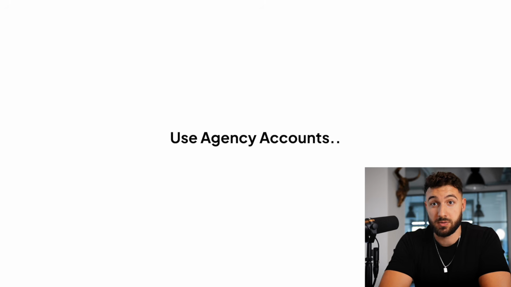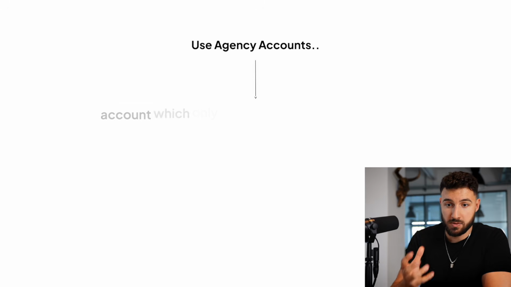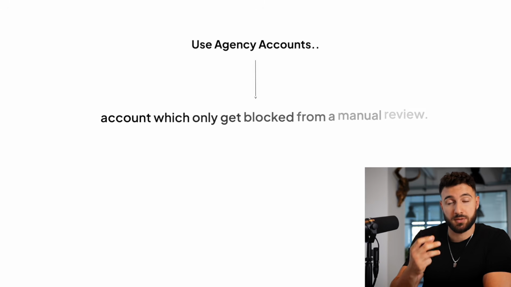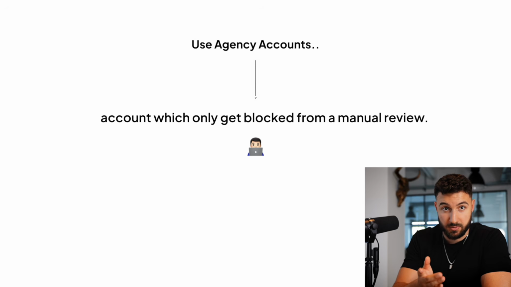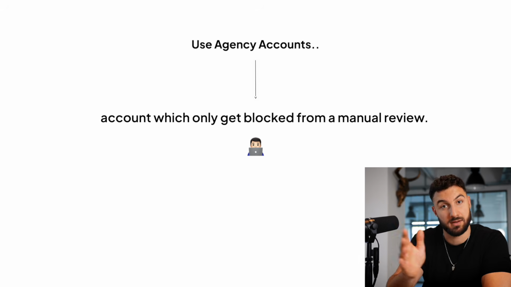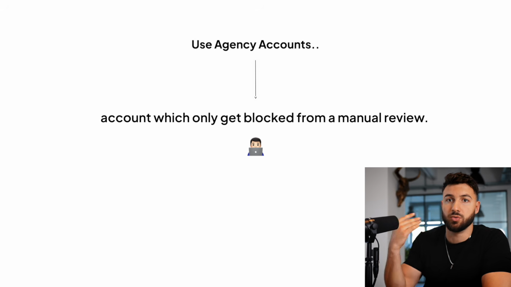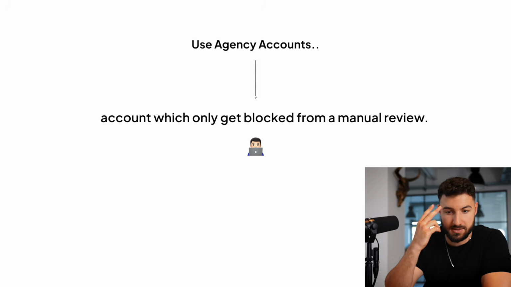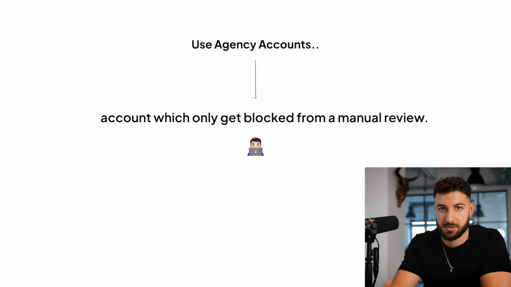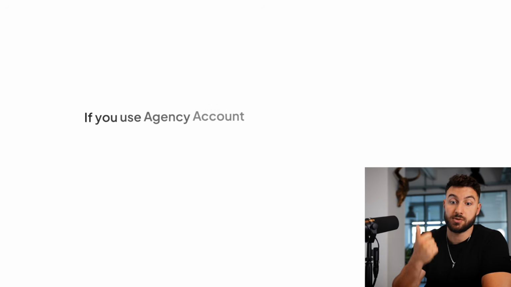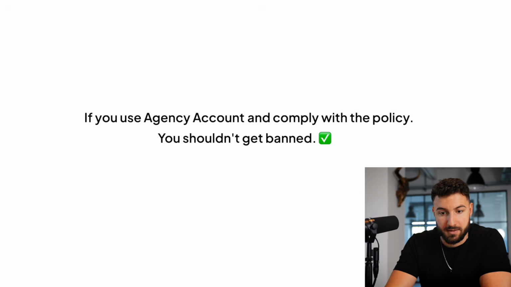So what agency accounts are is literally accounts which only get blocked from a manual review. Regular accounts can get blocked by the Facebook AI, which just makes mistakes and it looks at your ad and it misunderstands something and you're instantly gone. But with agency accounts, it has to be a real human being who looks over your ad and then thinks, all right, this is non-policy compliant, so you're going to get banned. So if you use agency accounts and comply with the policy, you shouldn't get banned. It's going to be fine.